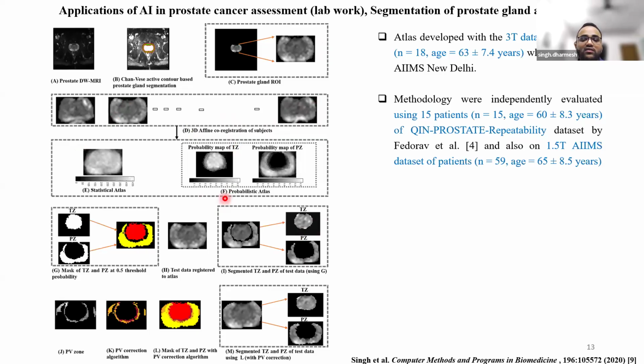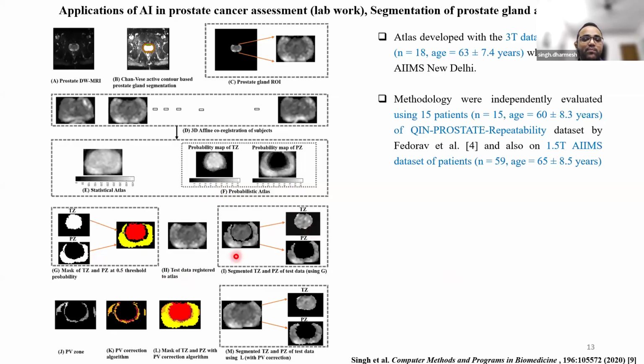After that, this provides the probabilistic atlas based on probability maps for the transition zone and the peripheral zone. Then we create a mask for TZ and PZ at the chosen threshold probability, which is 0.5. Test data is then registered to this atlas, and zonal segmentation is applied for the new patient, which gives the segmented result.